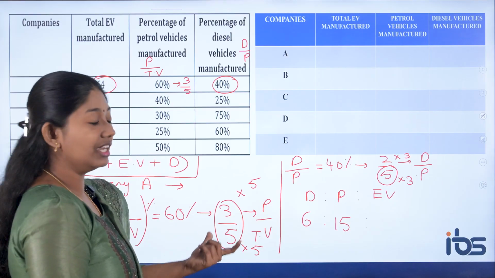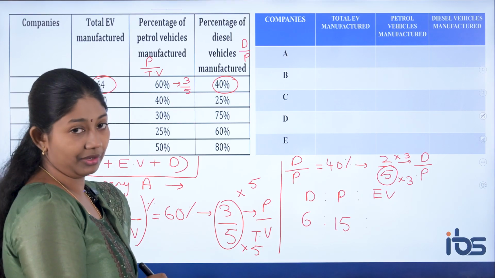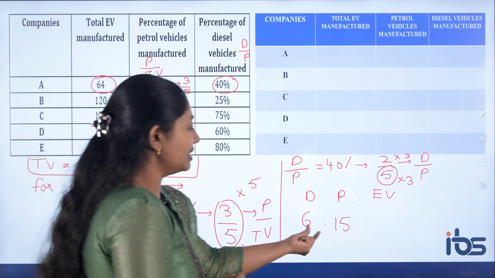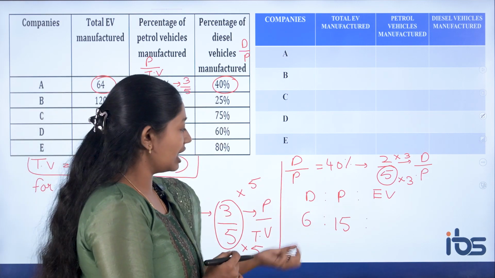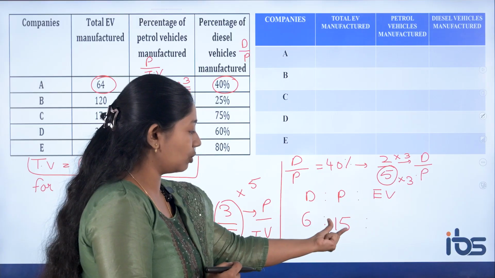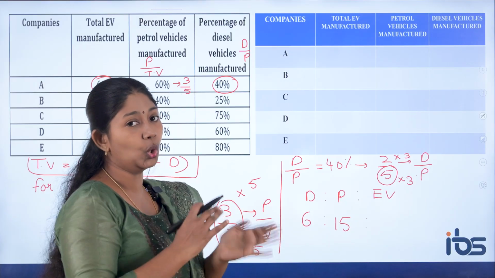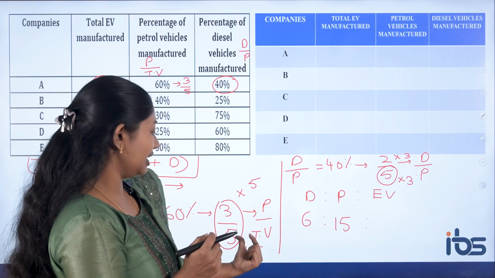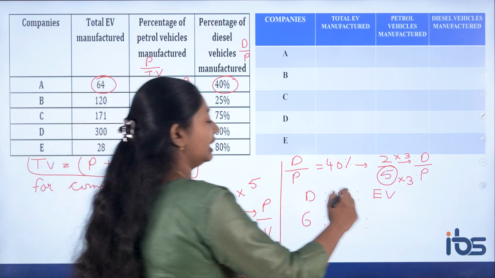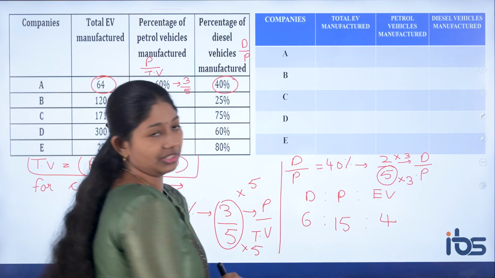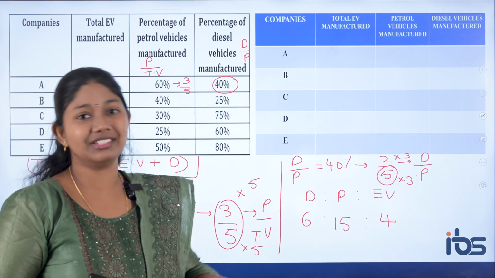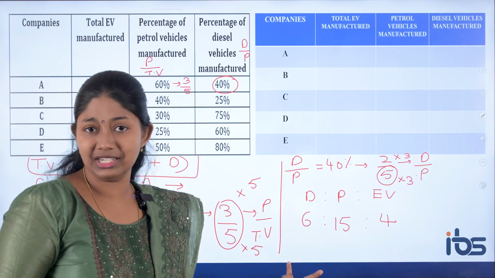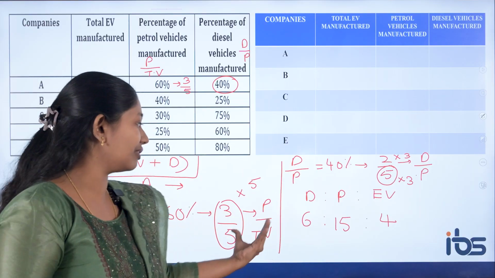So what is EV? We know the total is 25. So the total is 5 into 5, 25 units. From this, petrol is 15 units and diesel is 6 units. So total 15 plus 6, 21 units. So 25 minus 21, EV is 4 units. Since I am explaining, it is taking time, or else you can do it very easily. You can do it in terms of percentage also, but I have explained in terms of the ratio concept.